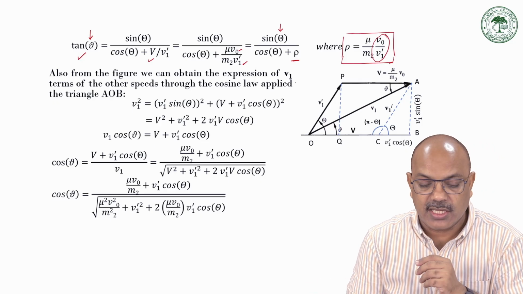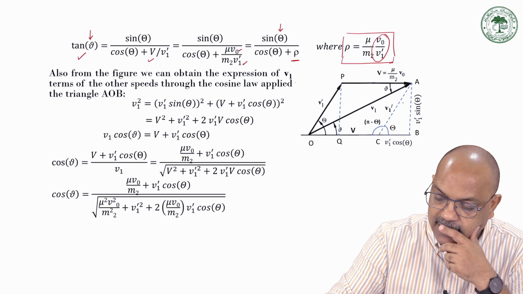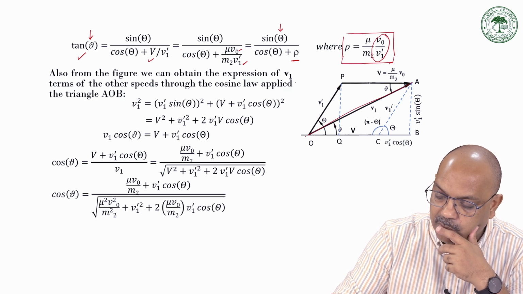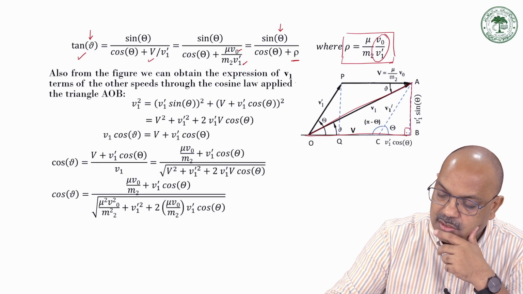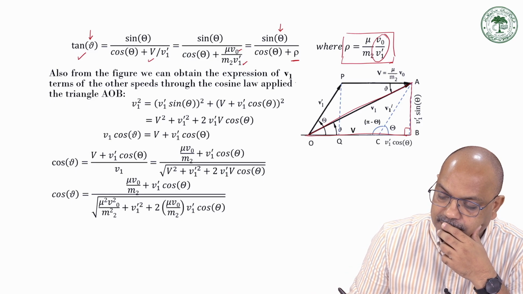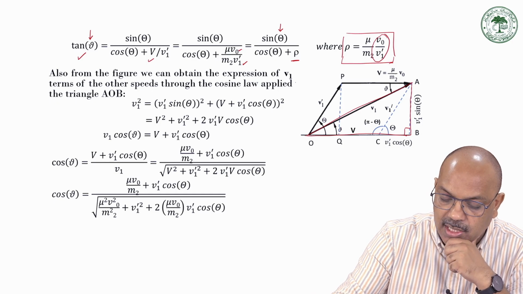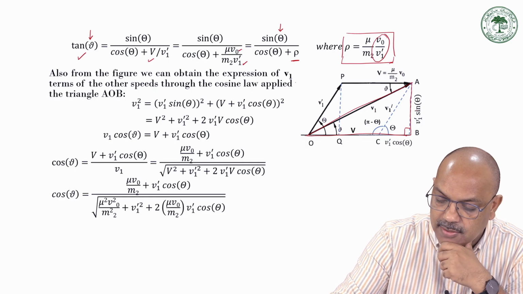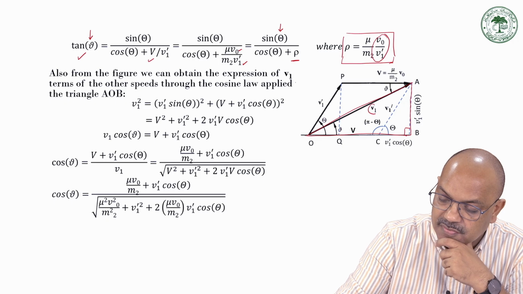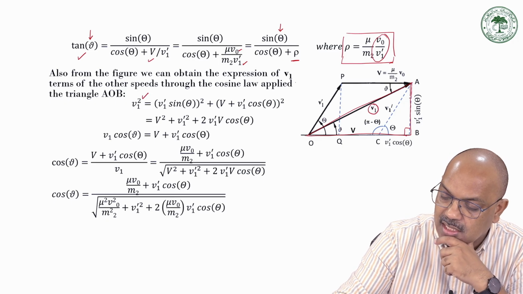What other kinematics we can have is also from this. If you concentrate on this angle AOB, this angle is 90 degrees. So what is V1 square? I can write this as V1 prime sin theta, and this is V1 square. And then this AB is V1 prime, because this is V1 prime sin theta.